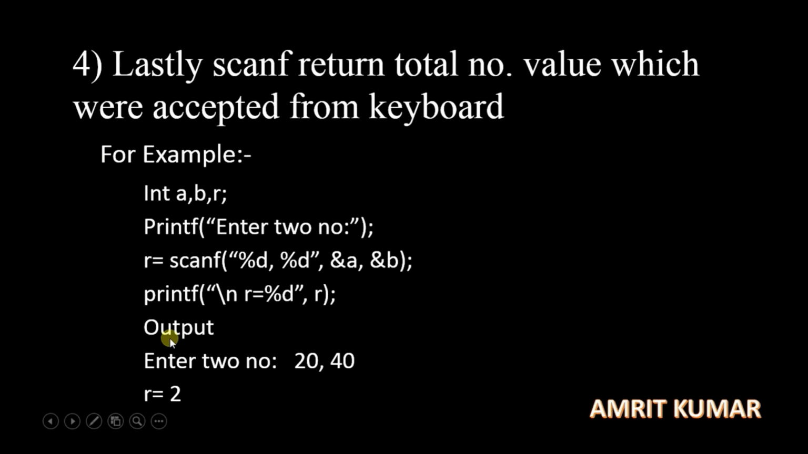Finally you can see the output here is that it says enter two numbers. The first thing has been printed here. This line of code printed this thing here. After that, because we have used percentage d percentage d, the user is going to enter two values, that is 20 and 40, and after that the scanf function returns the total number of values which were accepted from the keyboard. So that value is going to be assigned to the variable r, and we have printed that variable. Therefore, r is equal to 2, and that is how it works. So this was the working process of the scanf.